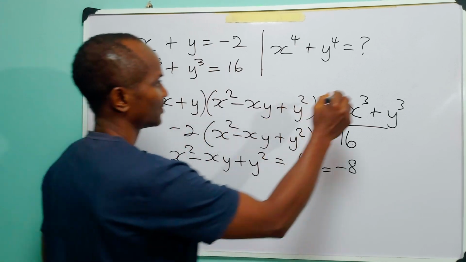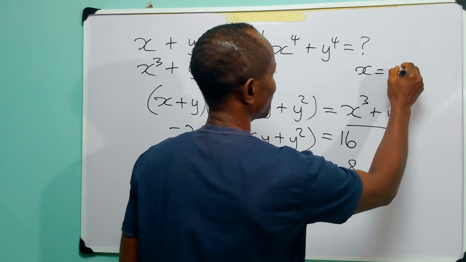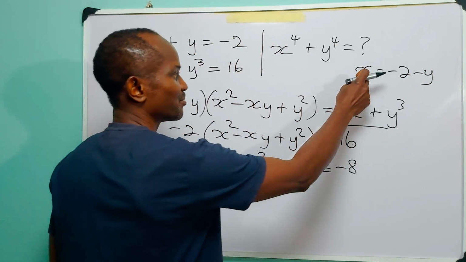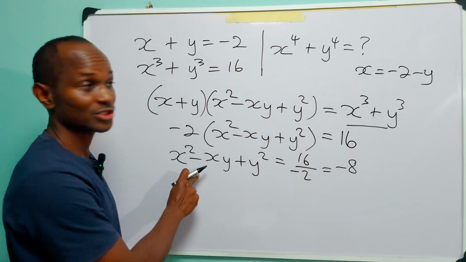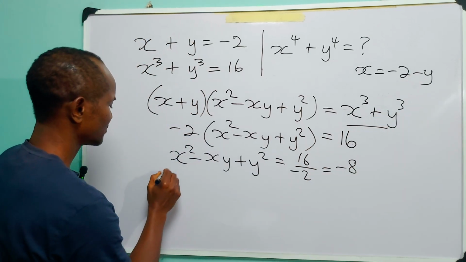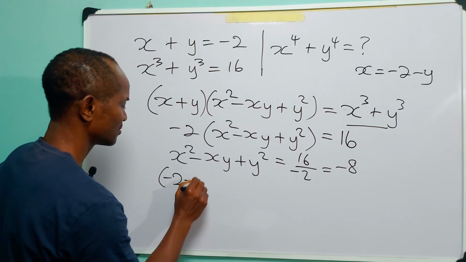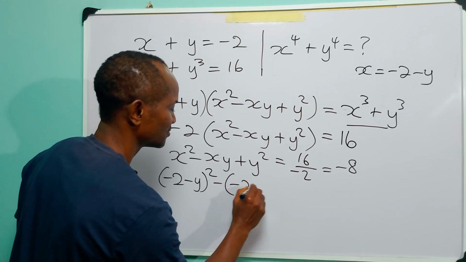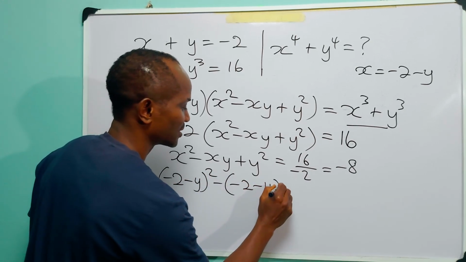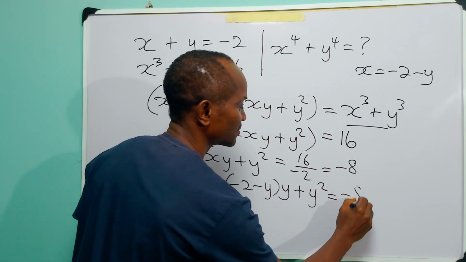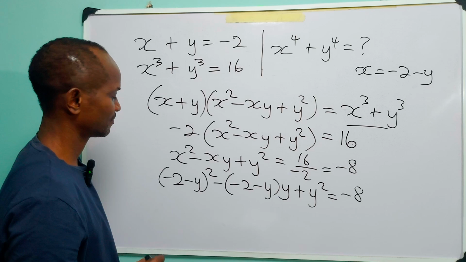From the first equation, we have that x is equal to minus 2 minus y. So we can replace x in this equation with minus 2 minus y. So doing that, we have (minus 2 minus y) squared minus (minus 2 minus y) multiplied by y plus y squared is equal to minus 8.